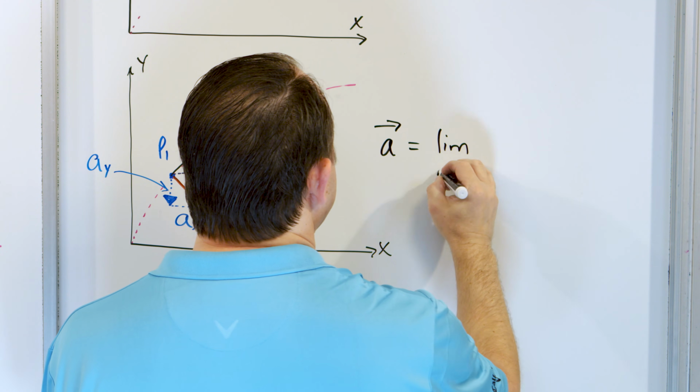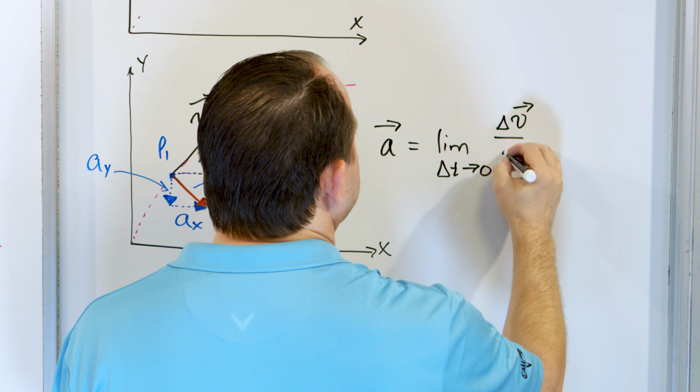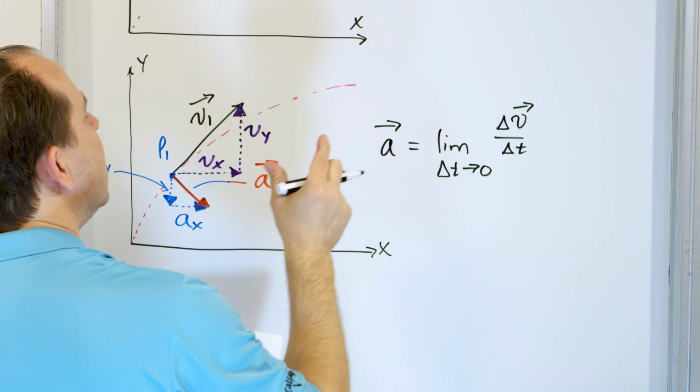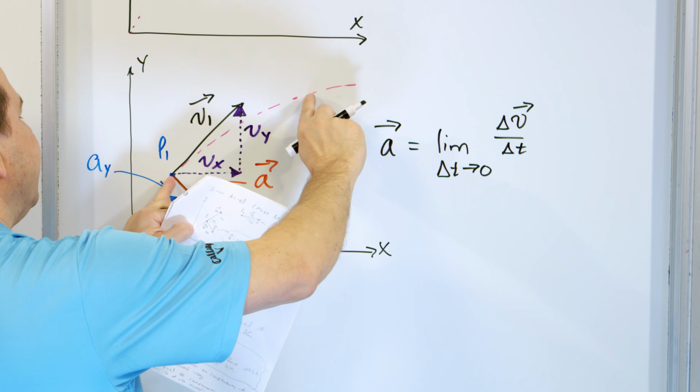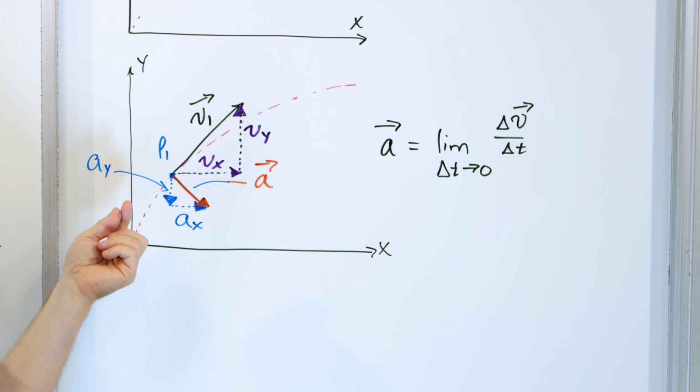We can say it's the limit of delta t approaching 0 of delta v over delta t. So it's the change of velocity divided by the change in time. Let the time interval approach 0. So we let the initial and final state be far apart, finally let them be on top of each other, and then we define an instantaneous velocity and an instantaneous acceleration.